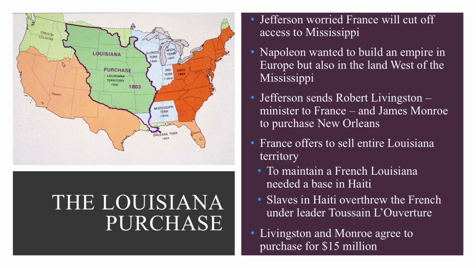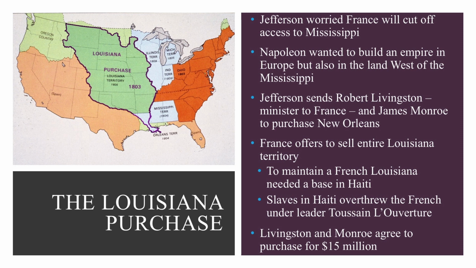The transfer of the Louisiana Territory from Spain to France worried Jefferson. He was afraid that France would cut off access to the Mississippi or access to the port of New Orleans. He was also afraid because Napoleon wanted to build an empire in Europe, but also was interested in the land west of the Mississippi. Because of this, Jefferson sent Robert Livingston, the minister to France, and James Monroe with an offer to purchase the city of New Orleans.